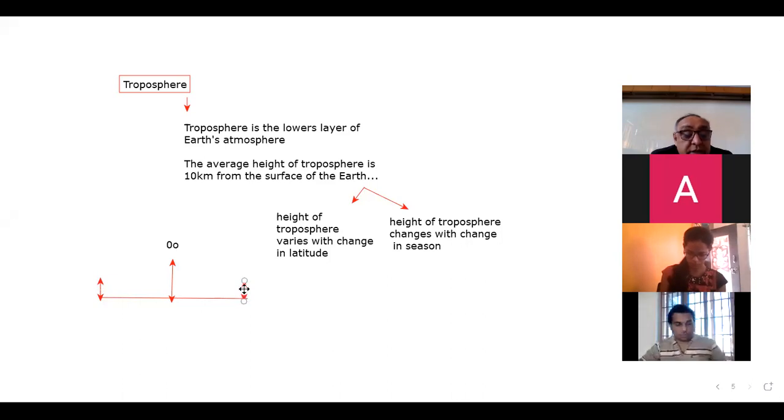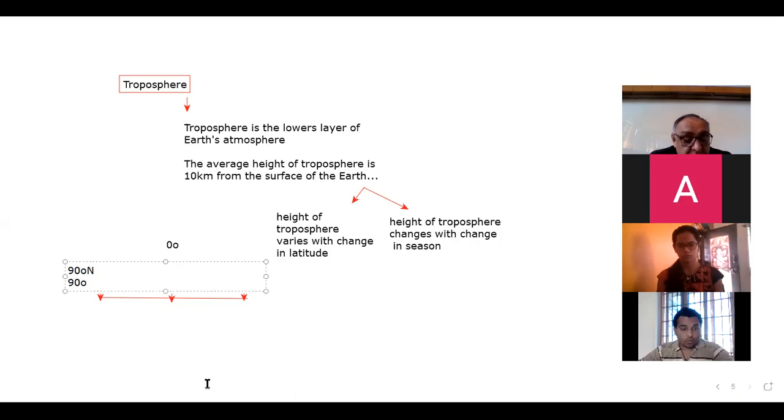These lines mark the height of the troposphere. And this is the 90-degree line north, because the North Pole is here. And this line indicates again the 90-degree line south, because here is the South Pole. This is again the 90-degree south line.